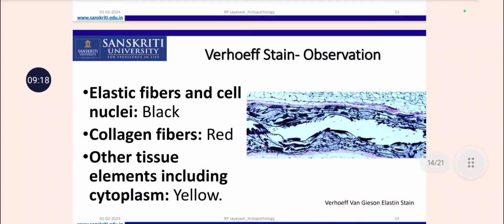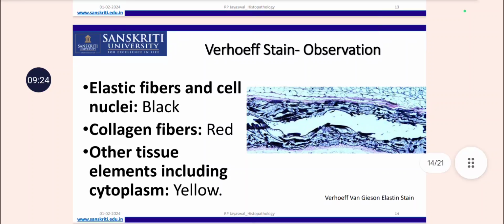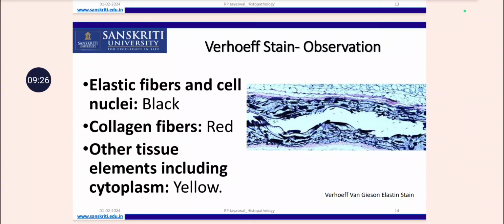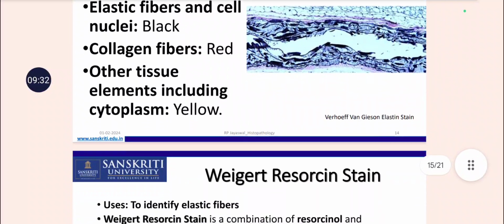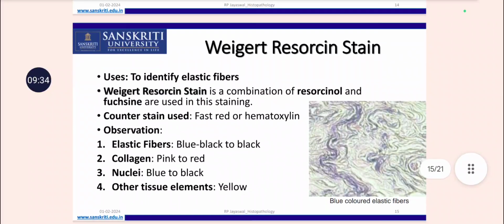After staining with the initial stage and later stage, the observation will be like this: elastic fiber and cell nuclei will appear black, collagen fiber will appear red, and other tissue elements including cytoplasm will appear yellow in color.